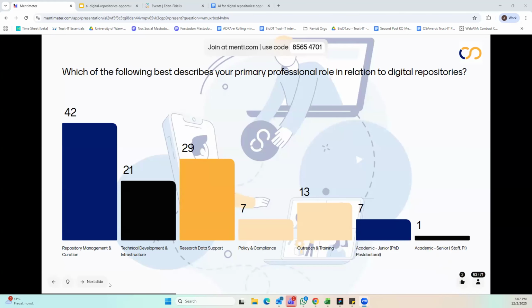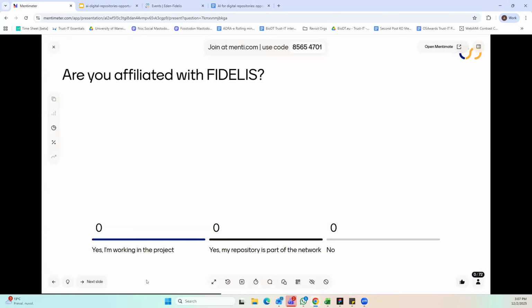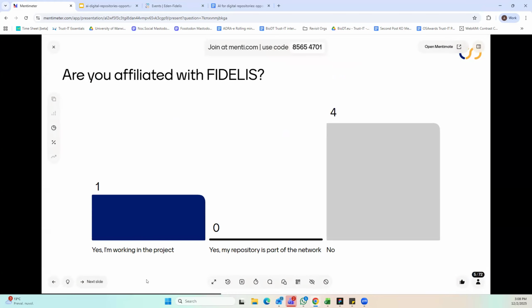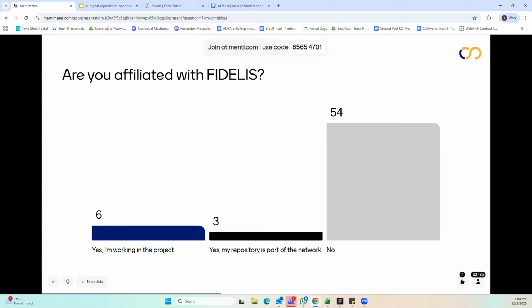Great. Well, thanks a lot. So now we have a bit of an idea. So mostly repository managers and data managers. The last one I have for you for now is, are you affiliated with Fidelis at all? And I see a lot of no's, which is great, because that also means that we have very nice coverage also outside the primary members. That's what we were really aiming for. So super nice to see that. Perfect. So by far, most of you are not affiliated with Fidelis.